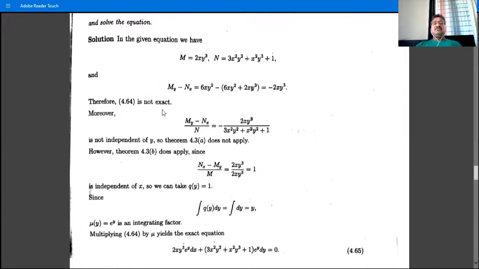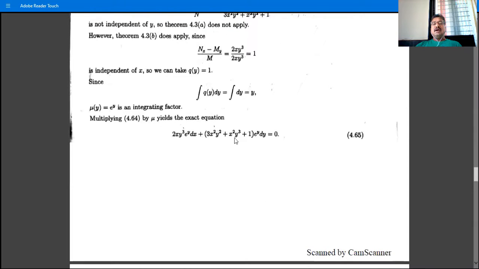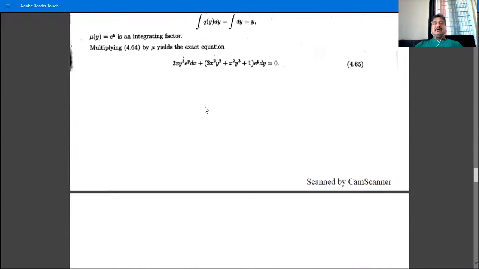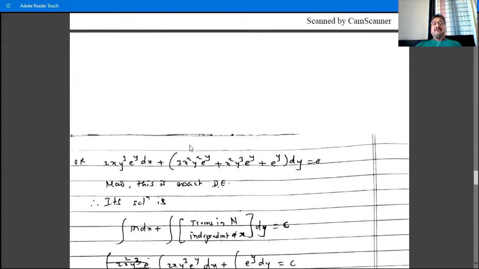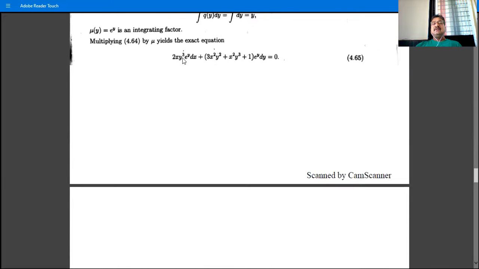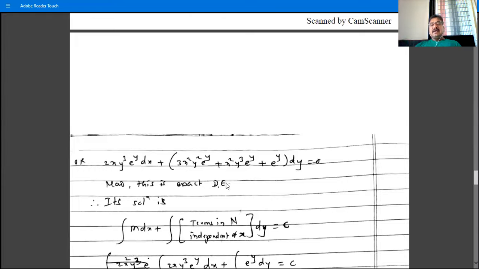So multiplying the given differential equation by e raised to y, we have this differential equation, and this is an exact differential equation, because the given differential equation is not exact, but e raised to y is the integrating factor. And we know the definition of integrating factor: it is a function such that if we multiply it to the given differential equation, which is not exact, it reduces to an exact differential equation. So this is the exact differential equation.